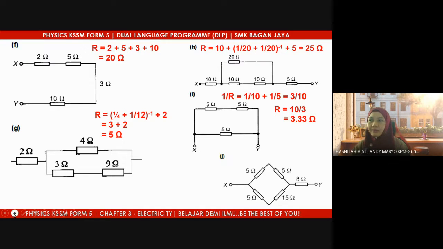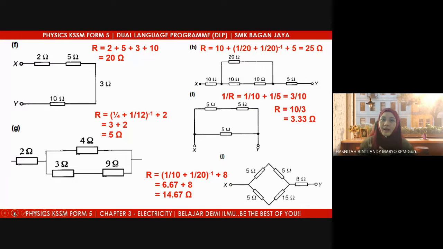Okay, so how to find the total? So this is how we do. 1 over 10, the top branches. 1 over 20, the lower branches. So this is the reciprocal, the inverted. So we plus 8. So it will give you, yes, very good, 14.67 ohms.